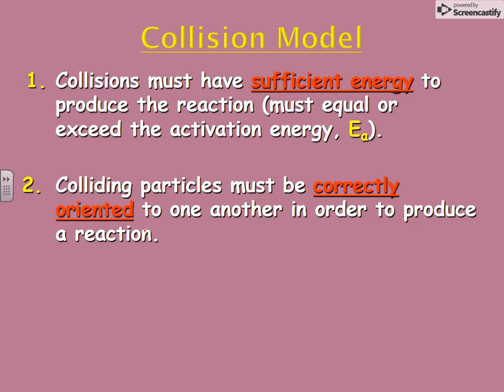The collisions must have enough energy, we call it sufficient energy, to produce the reaction. So what that means is they must collide with enough energy to meet or exceed the activation energy. Secondly, the colliding particles must be correctly oriented. So not only do they need sufficient energy, they must be oriented correctly so that when they collide, they can produce a reaction. So when they collide, they have to collide with enough energy to break the bonds.